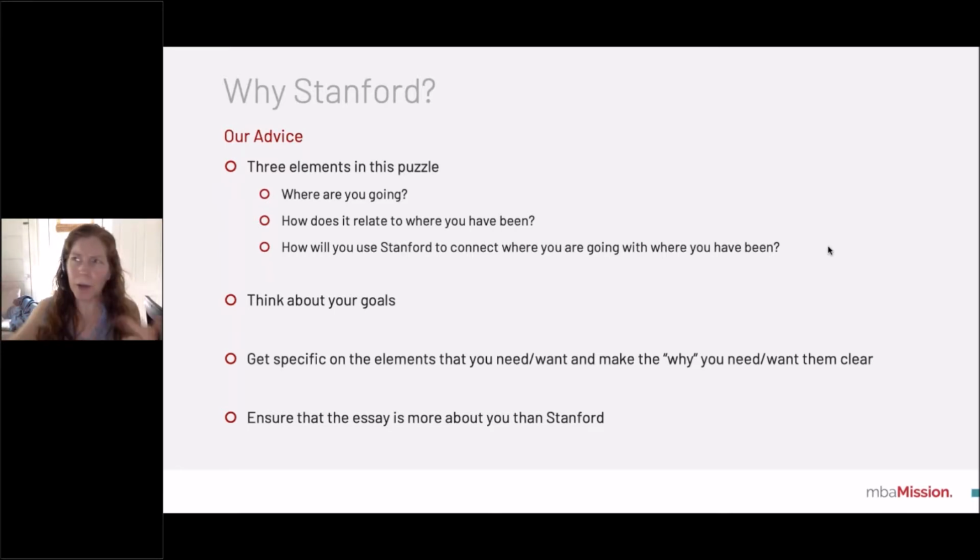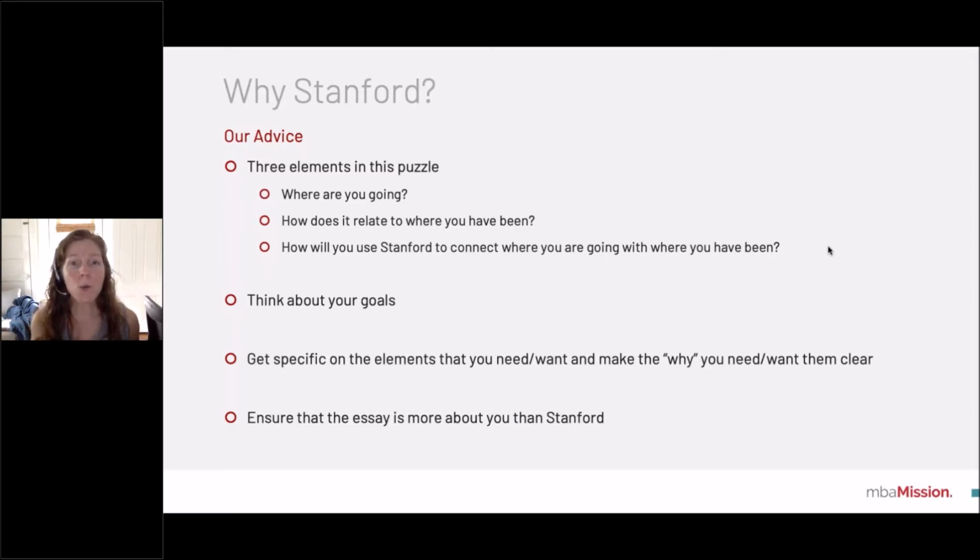Because if where you're going has no context to where you've been or who you are, I'm just not sure we're going to understand you, what drives you, and also really how likely you are to succeed in reaching those goals. And the third piece is how will you use Stanford to connect where you are going with where you have been? Okay, so it's a little equation, it's a puzzle, whatever you want to think about, but you want to address those 3 elements. Where am I going? Why? How does it relate to where I've been? And how am I going to use Stanford to connect those 2 areas?